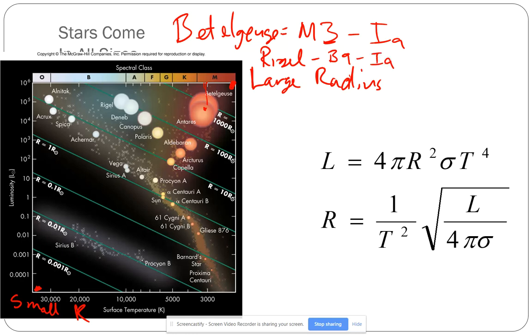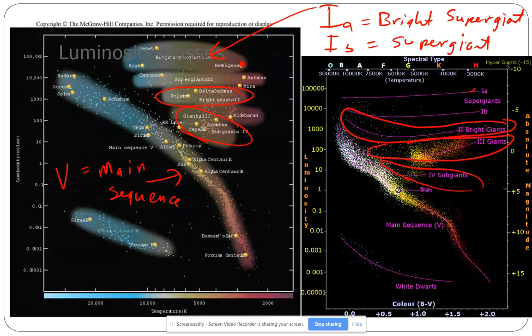And so you can go through and you say, Arcturus is probably a Roman numeral 3 maybe. And so it'd be like a K0 Roman numeral 3. And of course, this is not exact. We don't have everything we need here. You look at more detailed information to get those right.